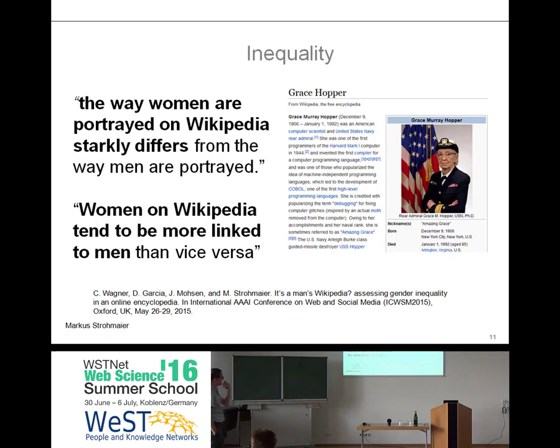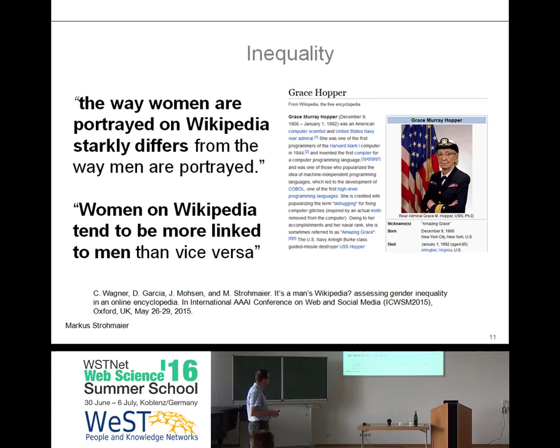Here's another example. That's a study that we did in my department at Case ourselves. We looked at Wikipedia, and we looked at the portrayal of women and men on Wikipedia. In particular, notable people. Those are people that have some historic significance. And what we are interested in is whether there are systematic differences between how women are portrayed on Wikipedia and how men are portrayed on Wikipedia. And what we found is that there are stark differences.